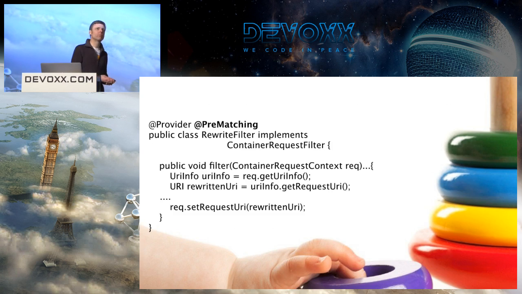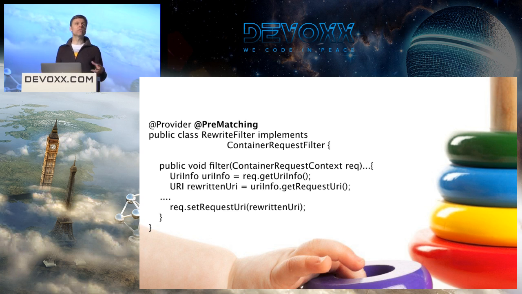This would be an example for a filter that is in this pre-matching phase, and you do this by annotating the filter with pre-matching. I actually forgot to say that obviously for the JAX-RS runtime to find the filter, you have to annotate it with provider. But I guess that's implicitly understood. So if you also annotate it with pre-matching, it will be invoked in this pre-matching phase. And what you can do here, for example, is rewrite the URI.